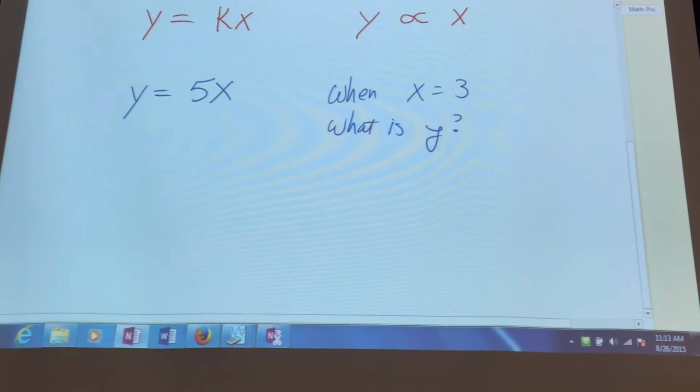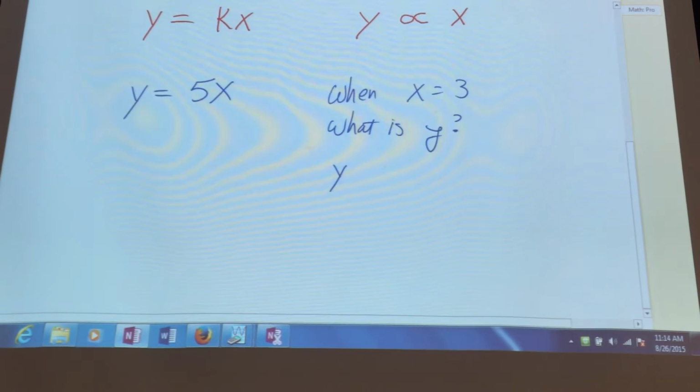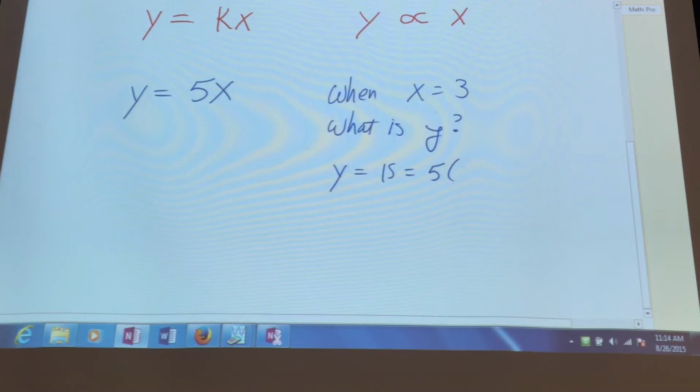And now a simple question, when x is 3, what is y? Time's up. 15. Yes, y is equal to 15, which is equal to 5 times 3. All right, that one was particularly easy. Not trying to be scary.